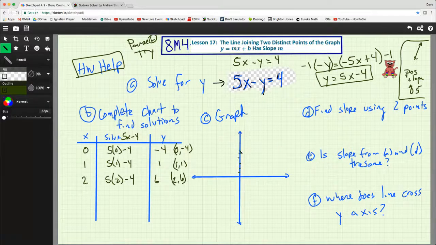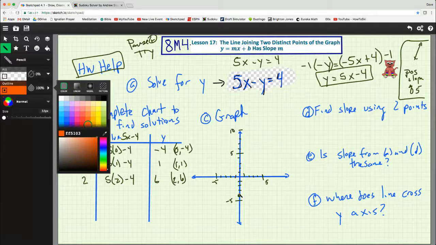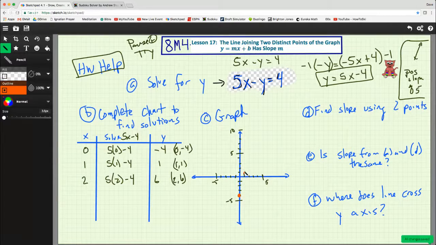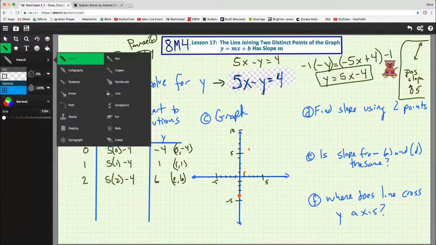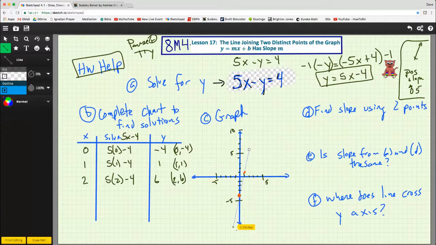Now we count out our axes: 1, 2, 3, 4, 5, then 6, 7, 8, 9, 10, and down 1, 2, 3, 4, negative 5. So here we go. 0, negative 4. Let's switch colors. 1, 1, 2, 6. Switch colors again, make our straight line, and put our little end tags on that thing to draw our arrows.